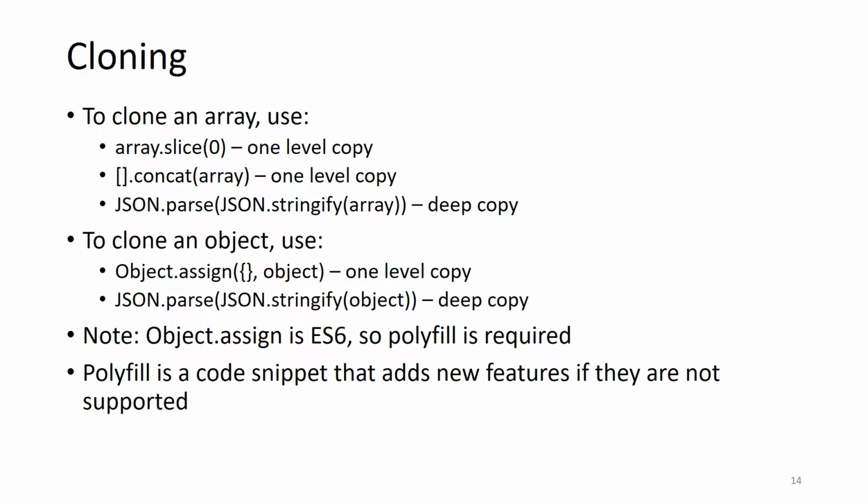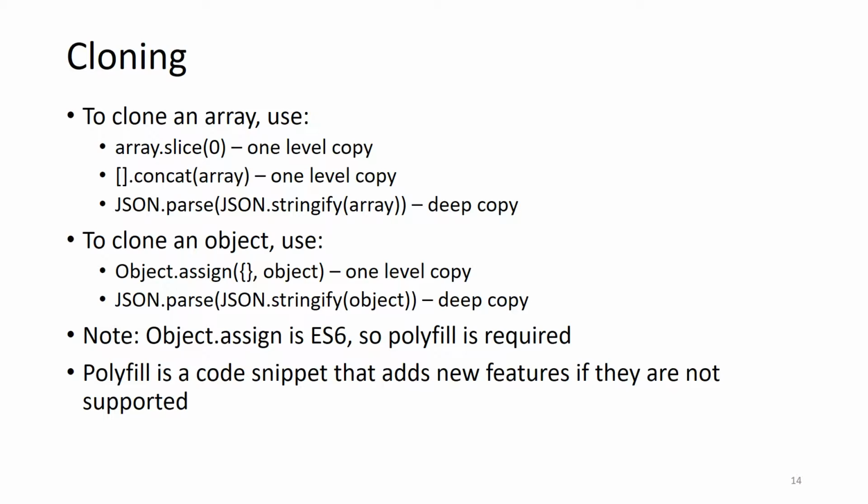The easiest way to do this is to convert this array to a string and then parse it back to the object. Be careful, because this obviously will not work if you have some cyclic dependencies. It will throw an error if you do this. And to clone an object, we can use either Object.assign or the same construction with converting to a string and back. By the way, JSON means JavaScript Object Notation.